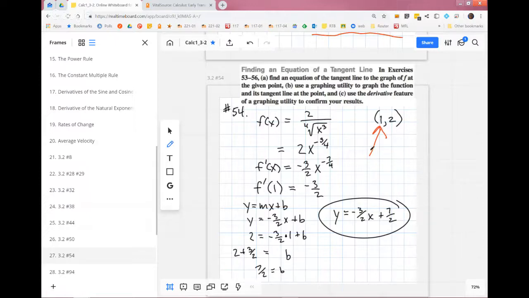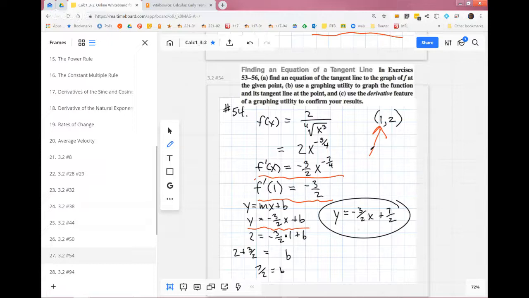what's the derivative? So we found the general derivative. What's the derivative at 1? So you plug in a 1 here. 1 to any power is 1. Negative 3/2 times 1 is negative 3/2. So there's our derivative at 1. Okay, so if that's your slope, you know how to do all of this. You can actually get the equation of the line. Let's take a look at that one in Desmos.